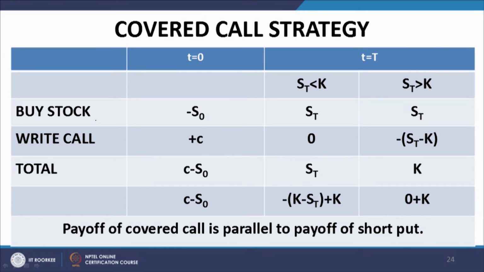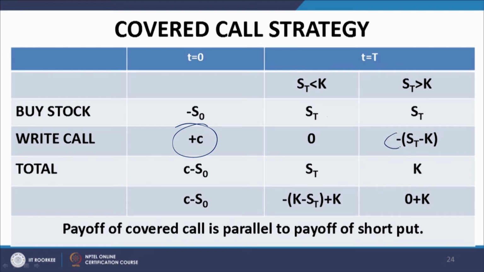A covered call is a long position in the underlying asset plus a short position in the call option on the same underlying asset. So, buy the stock that costs you S0, that will be worth ST at maturity. So, this is quite simple. And because you have written the call, you will make a cash inflow of plus C, and against this, if ST is less than K, there is no liability, but if ST is greater than K, your liability is equal to minus of ST minus K.